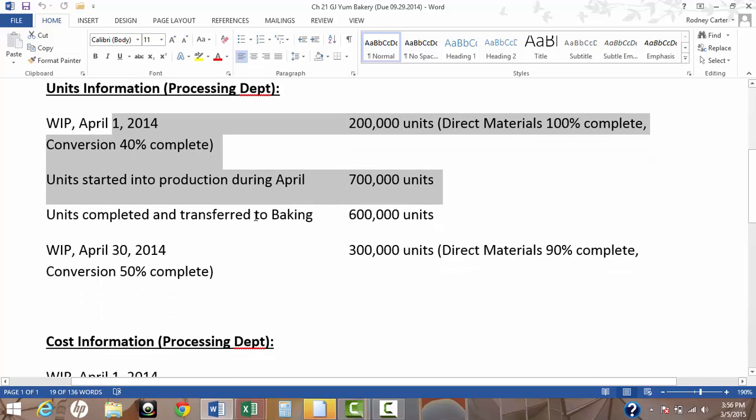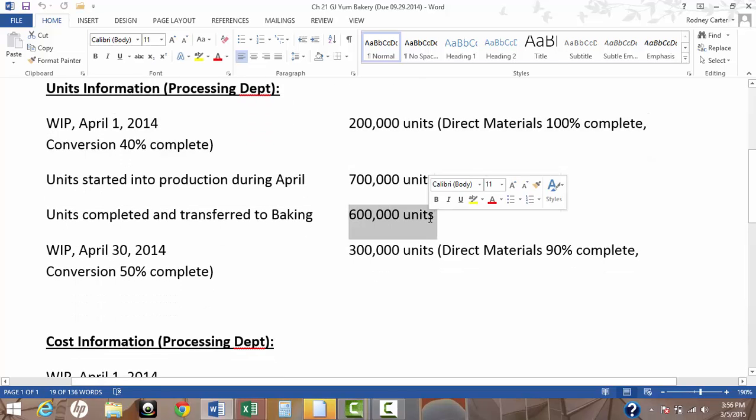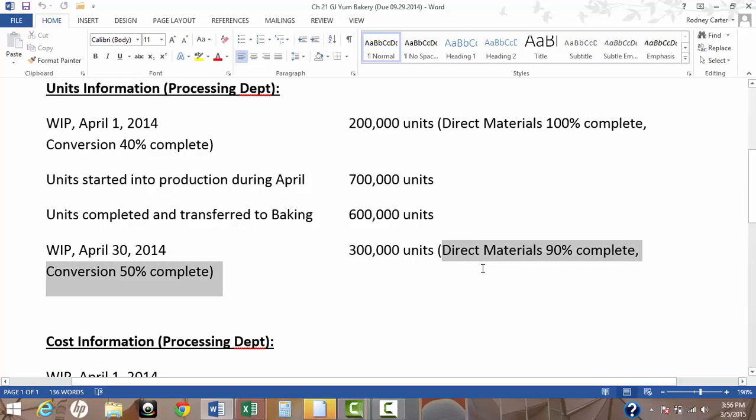You'll see that by the end of the month, we transferred out 600,000 units to baking, and we have 300,000 units remaining. You'll notice that we have 900,000 units that we have accounted for. We do care about the direct materials being 90% complete and conversion being 50% complete because we will need to calculate equivalent units.